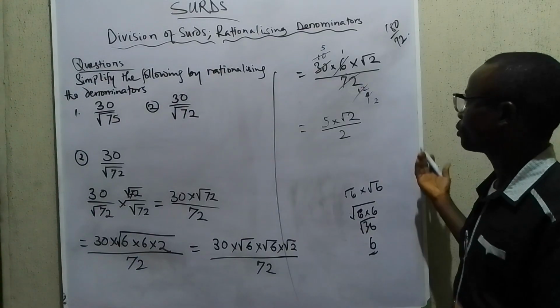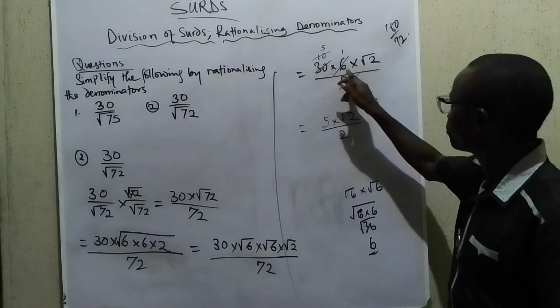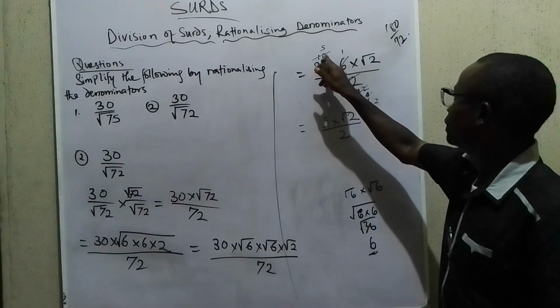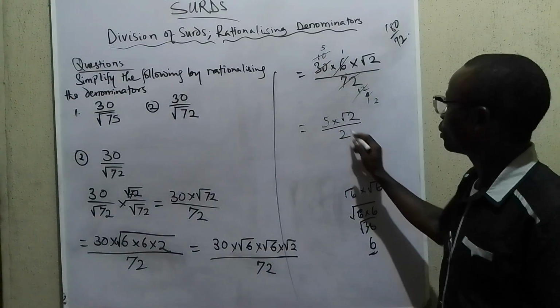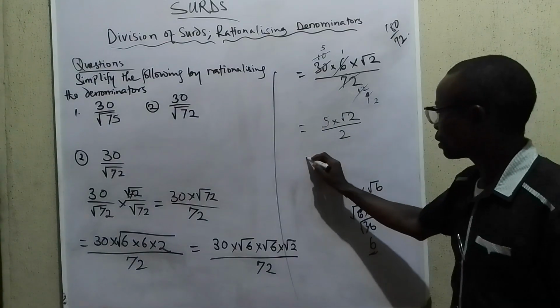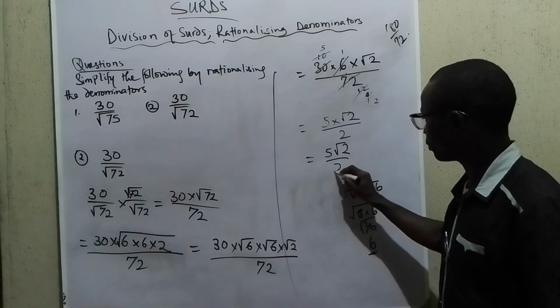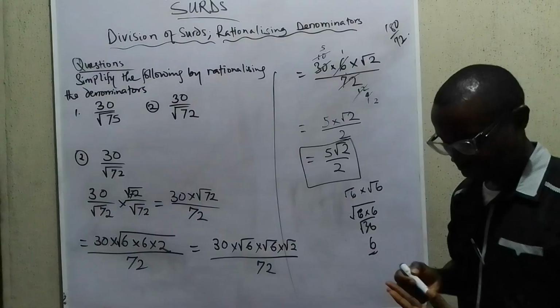From here, can we move any further? Let's check. 6 into 12 is 2, 12. So there's no way we can go further here. So the answer will end in 5 root 2 all over 2. This is the final answer.